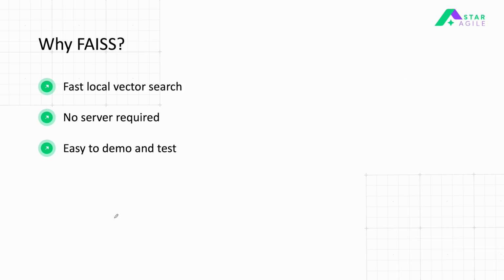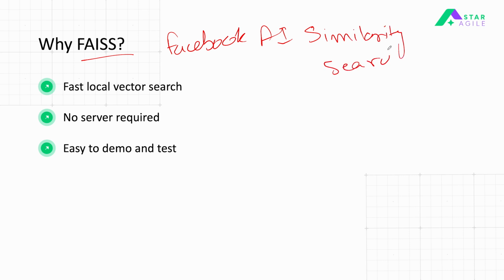Now talking about the vector store that is recommended, it is FAISS. FAISS is developed by Facebook, which stands for Facebook AI Similarity Search. Right? So that's the full form for FAISS.